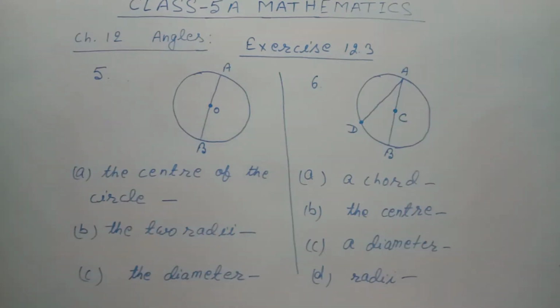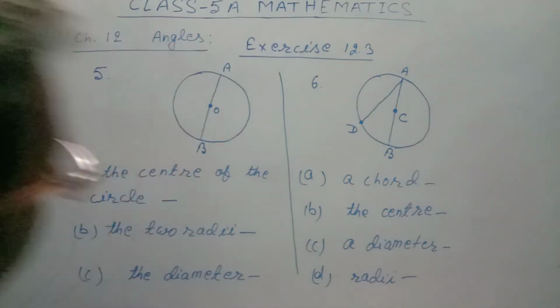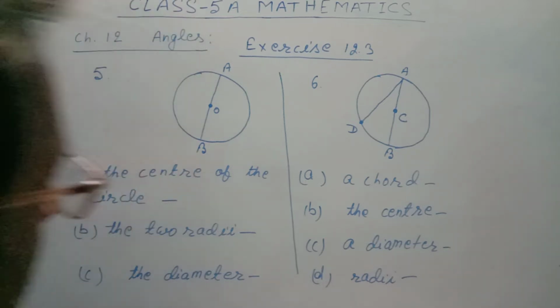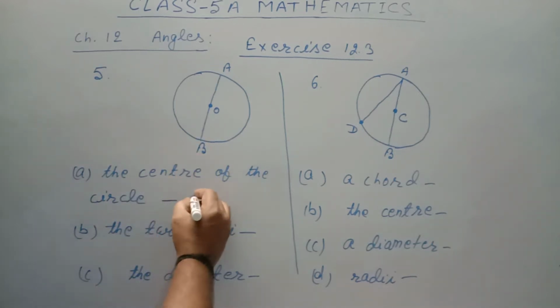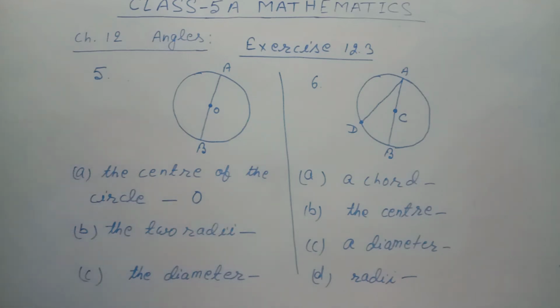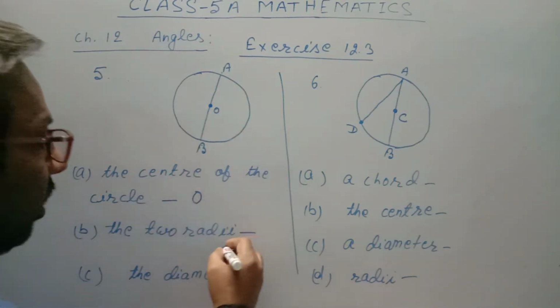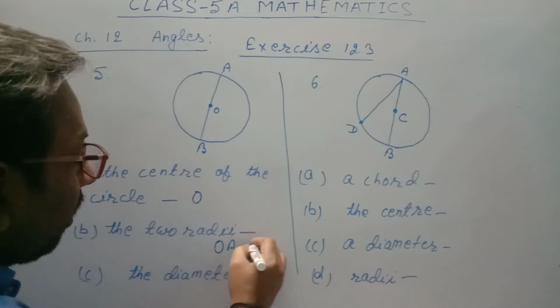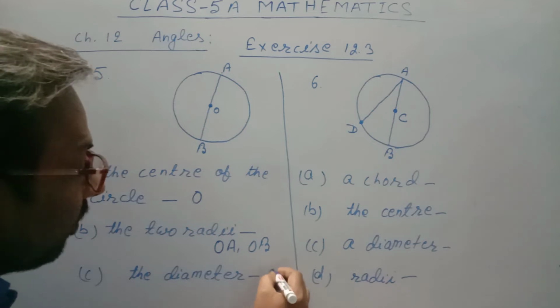In question number 5, one figure is given. In this circle, O is the center, AB is the diameter, and 3 questions A, B, C are asked based on this figure. Question number A: O is the center of the circle. The 2 radii are OA and OB, and AB is the diameter.